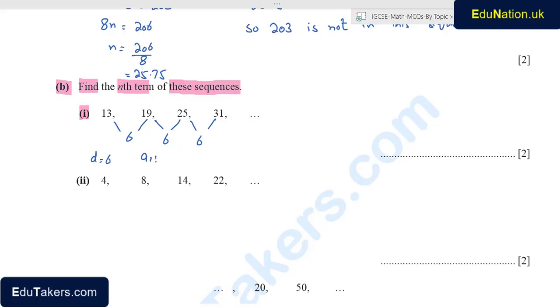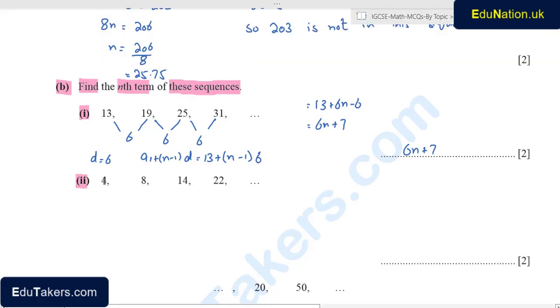By using a1 plus n minus 1 into d, the first term is 13 plus n minus 1 into the common difference, which is 6. So 13 plus 6n minus 6. Then 6n, 13 minus 6 is 7. So 6n plus 7.